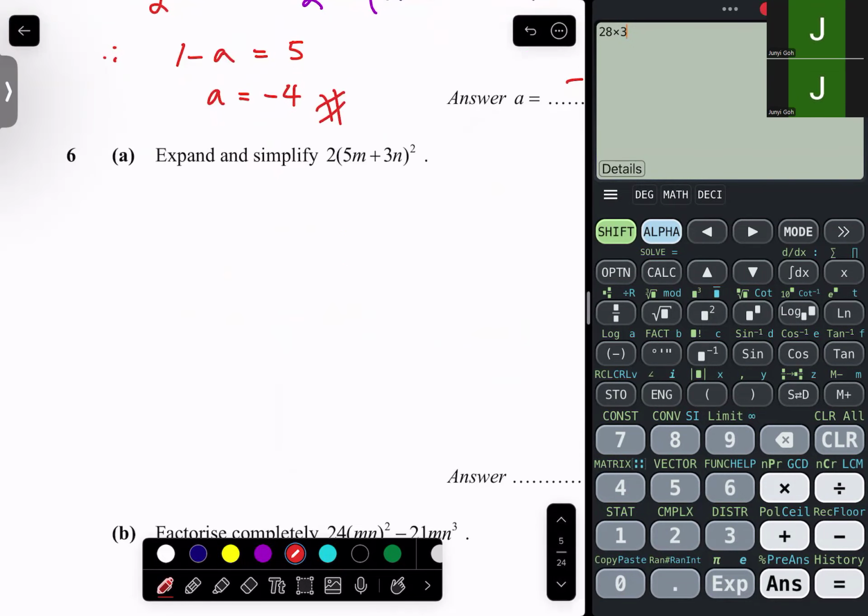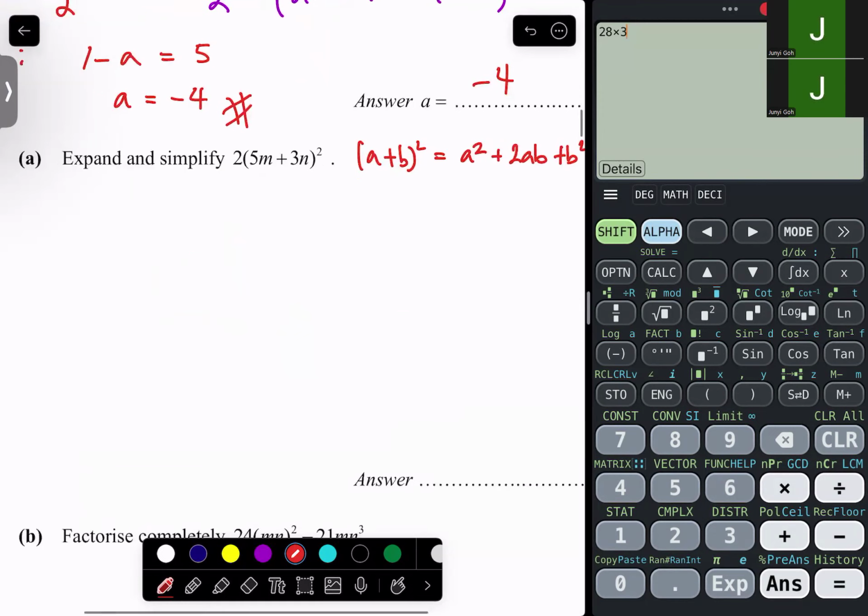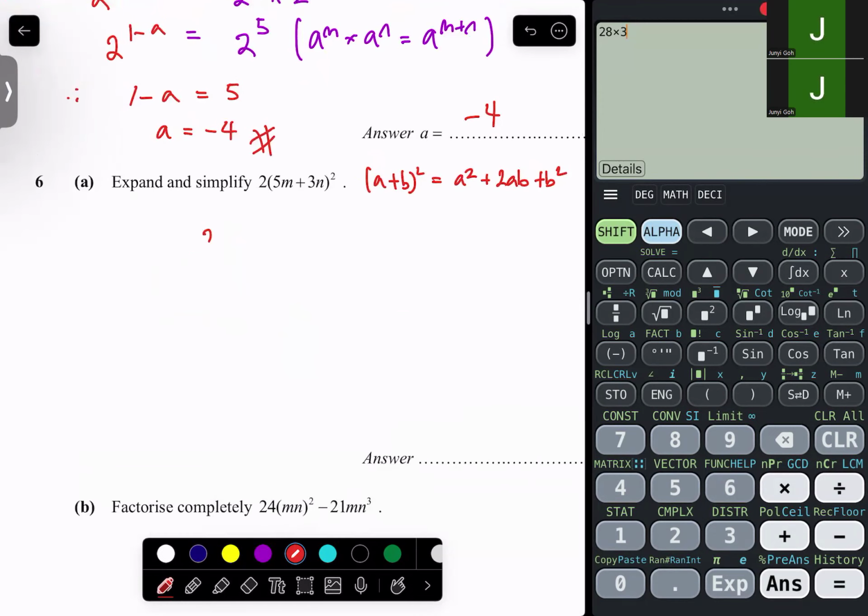Okay, 6A. One look at this question. What we need to understand is how the square affects. Who does the square affect? The square only affects the bracket. So this is a case of (a plus b) squared. Remember your identities from Sec 2: equals a squared plus 2ab plus b squared. So we have 2 bracket, the expansion, which is (5m) squared plus 2(5m)(3n) plus (3n) squared.